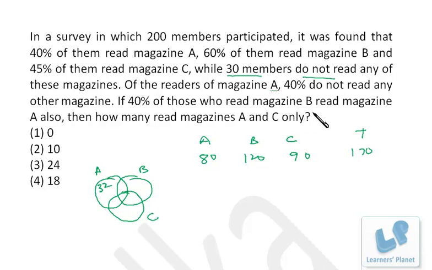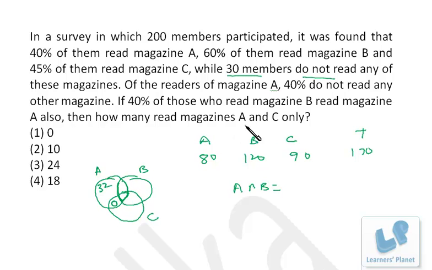40% of those who read magazine B read magazine A also. That means A intersection B is 40% of 120, that's 48. That means this portion is 48. We do not know the breakup of these two, but this complete portion is 48, right? Now what is happening? 48 plus 32 is 80, and that means this 48, if it is coming over here, that means this portion is 0, right? So no need to calculate further.